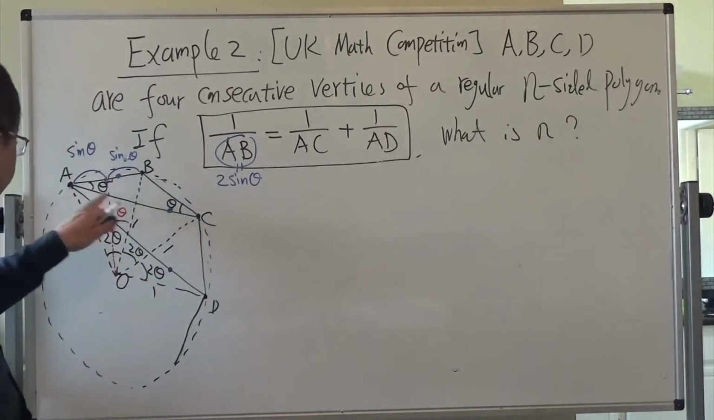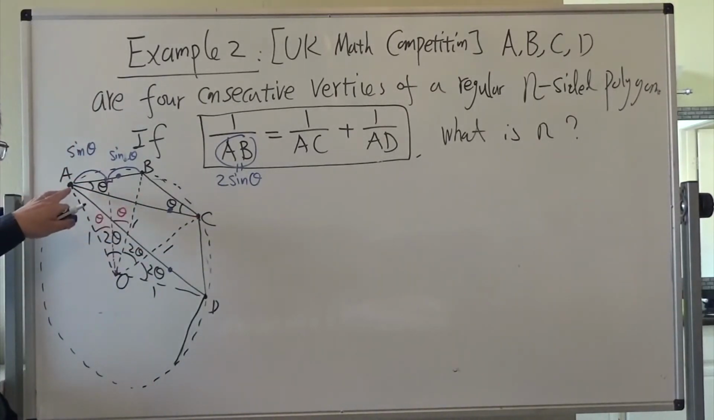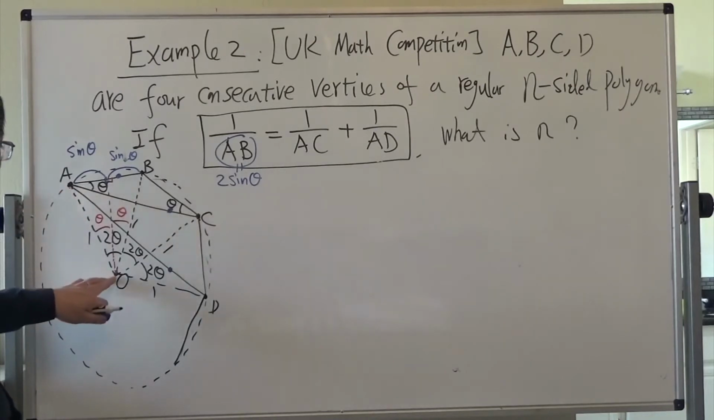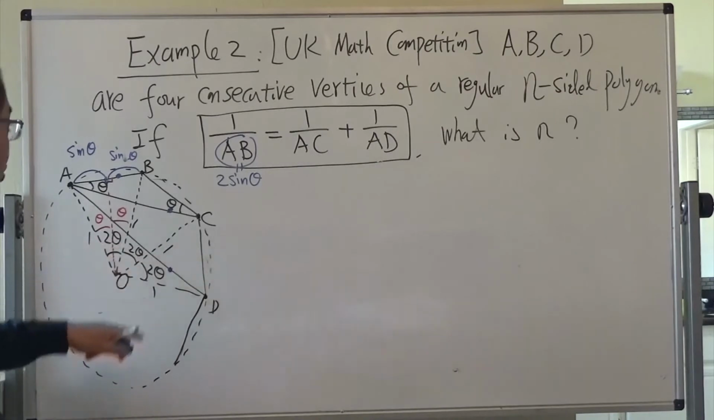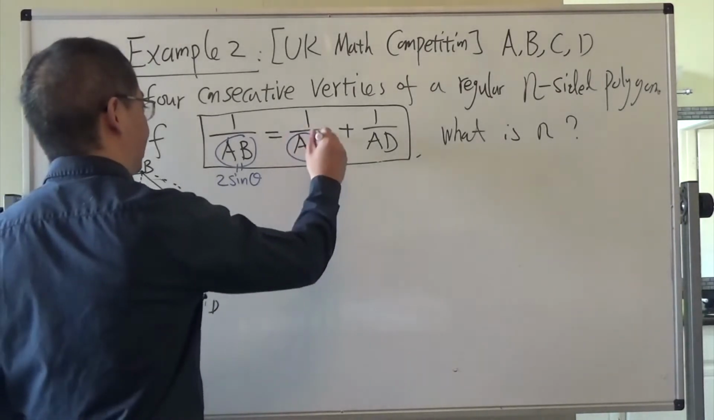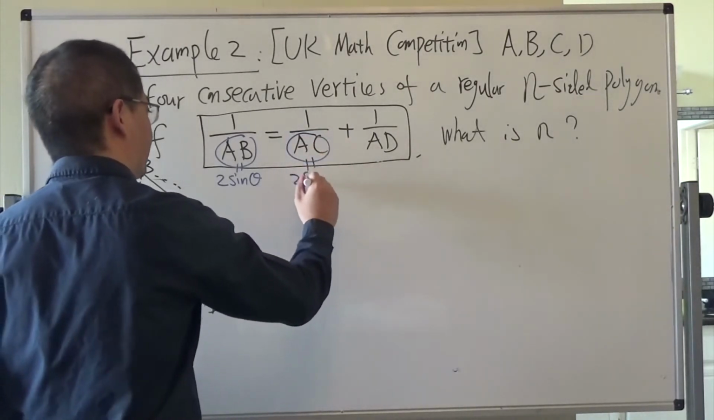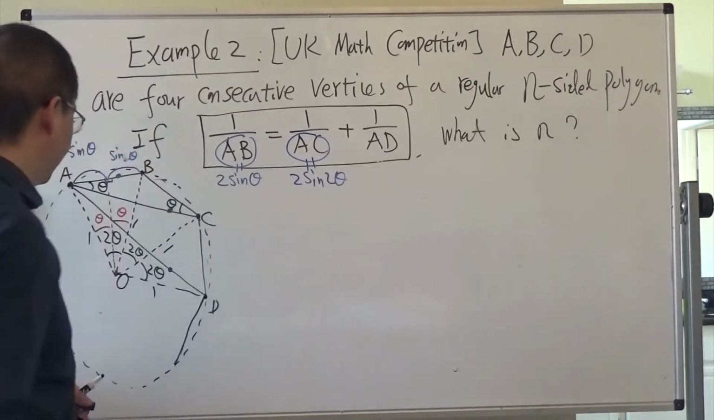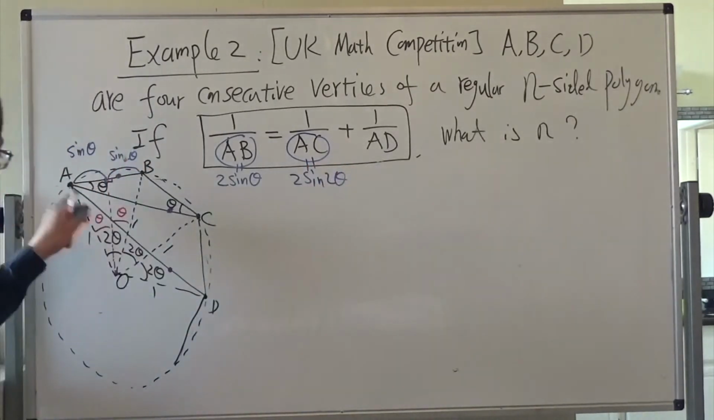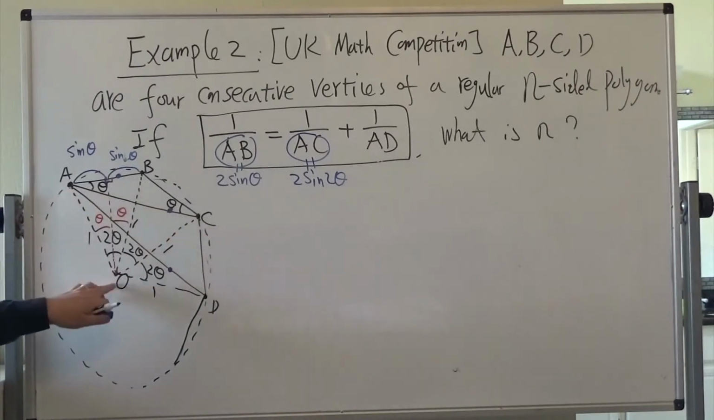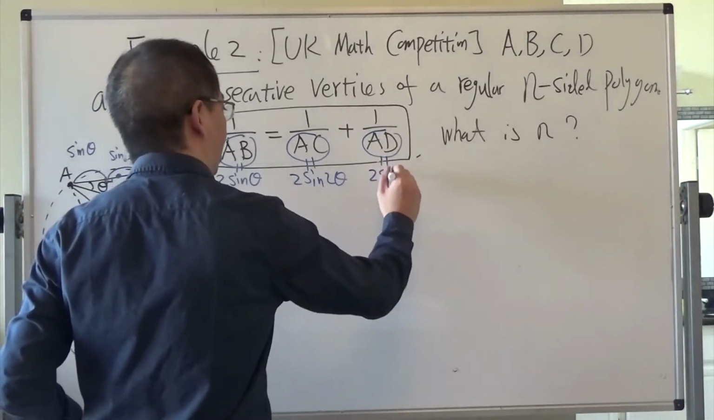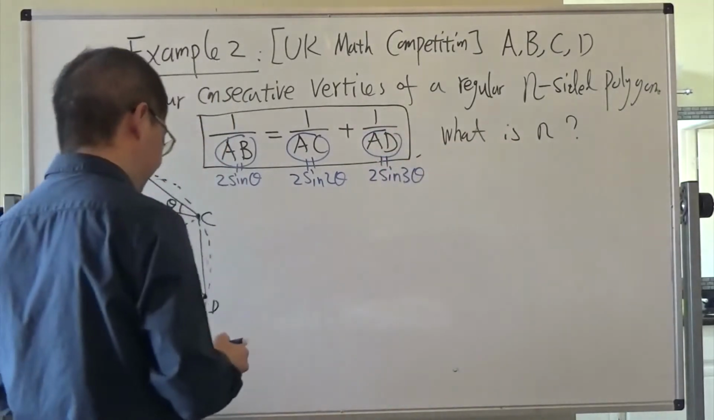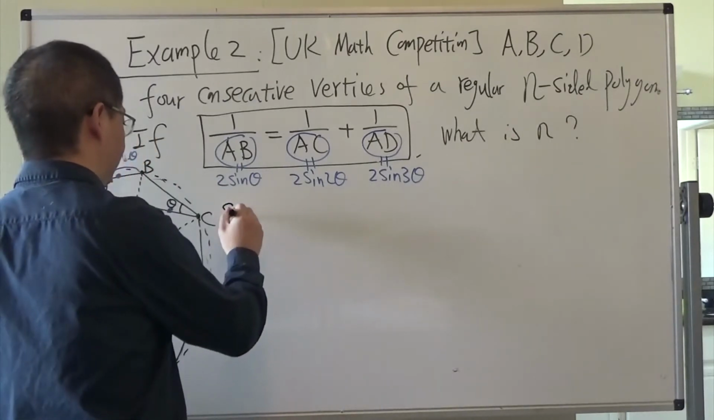Similarly, if you want to find AC, we just look at the triangle AOC. This is also an isosceles triangle with sides 1, 1 and angle 2 theta. So we can derive AC equals twice sine 2 theta. And if you want to find AD, we just look at triangle AOD, with angle 6 theta, and apply the same approach. We get this one equals twice sine 3 theta.